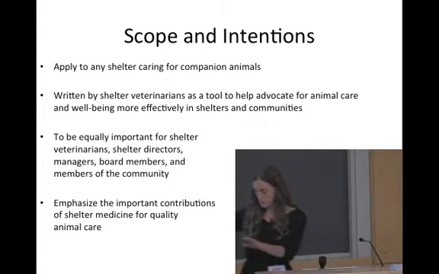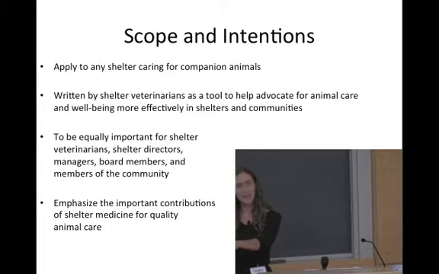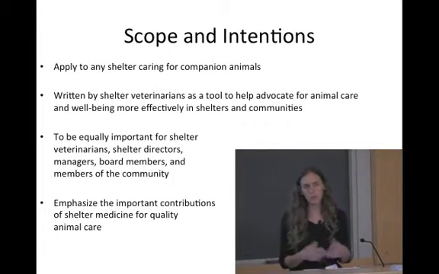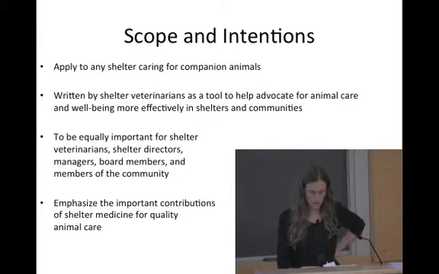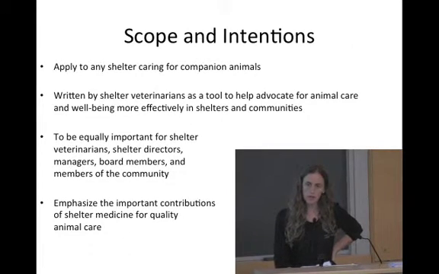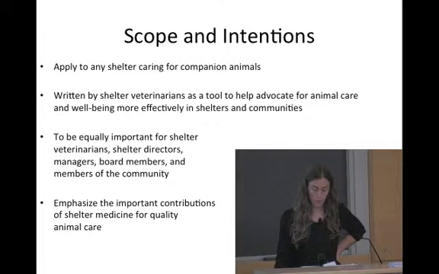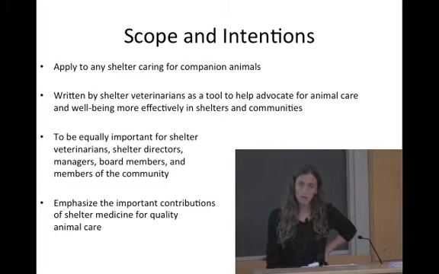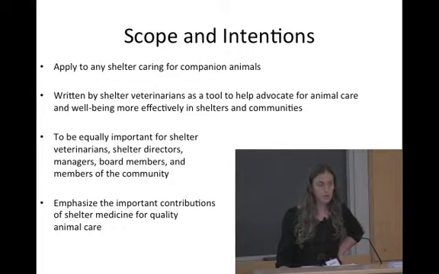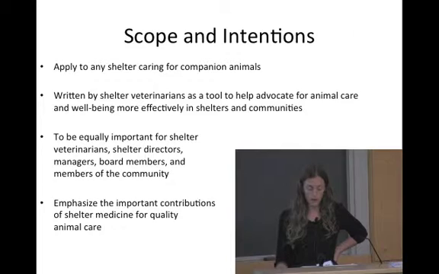And so we ended up with 2 stacks about this high of research materials that were relevant to animals housed in animal shelters. What we wanted was to make sure that the recommendations in the document would apply to any shelter caring for companion animals. And as I said, that's a really broad array of organizations. It was written by shelter veterinarians, but it was meant to be a tool to help advocate for quality animal care and well-being more effectively in shelters and in communities.